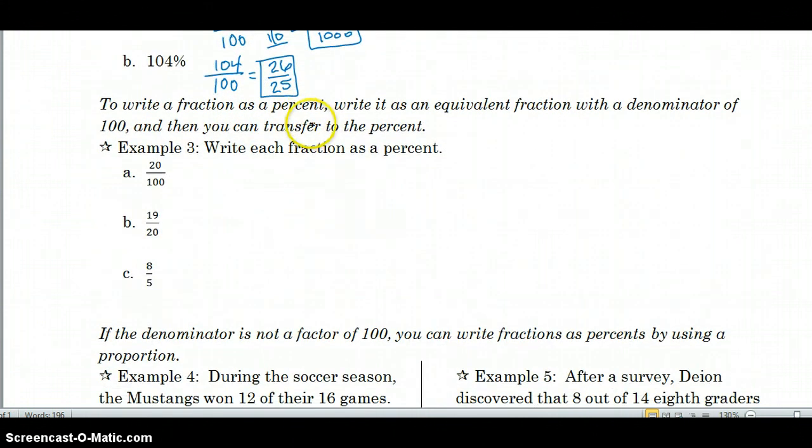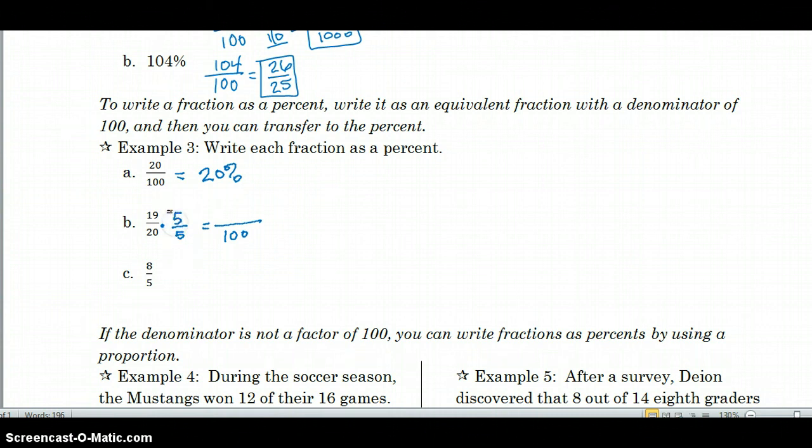Now, to write a fraction as a percent, we need to write it as an equivalent fraction with a denominator of 100. And then you can transfer it to percent. So 20 over 100, it already has a denominator of 100. So that's the same thing as saying 20%. 19 over 20, we need this to have a denominator of 100. So what can we multiply by to get a denominator of 100? And that would be times 5.